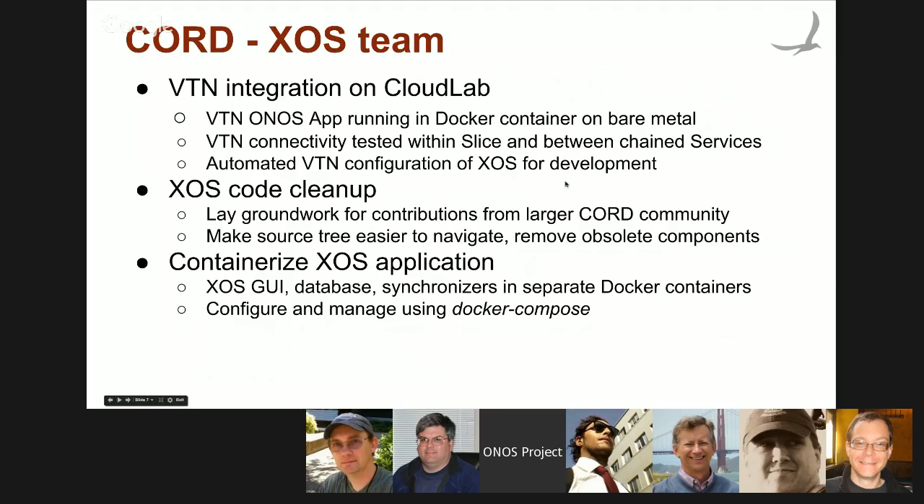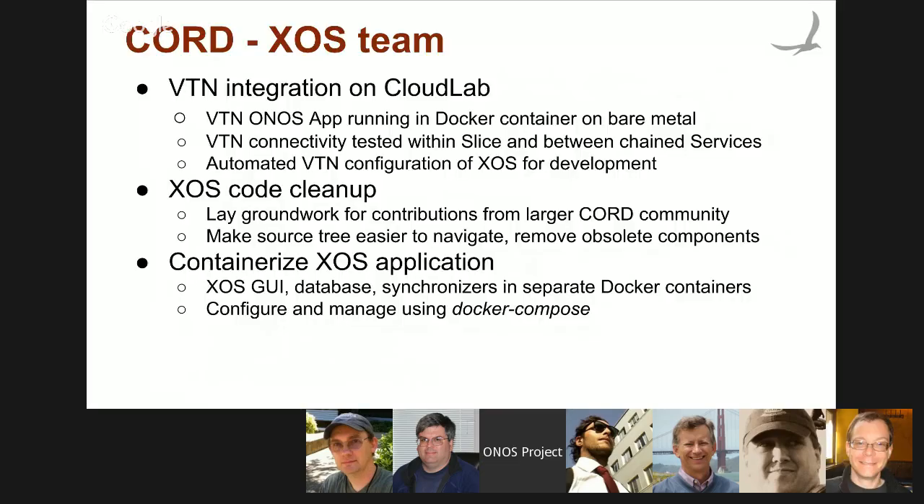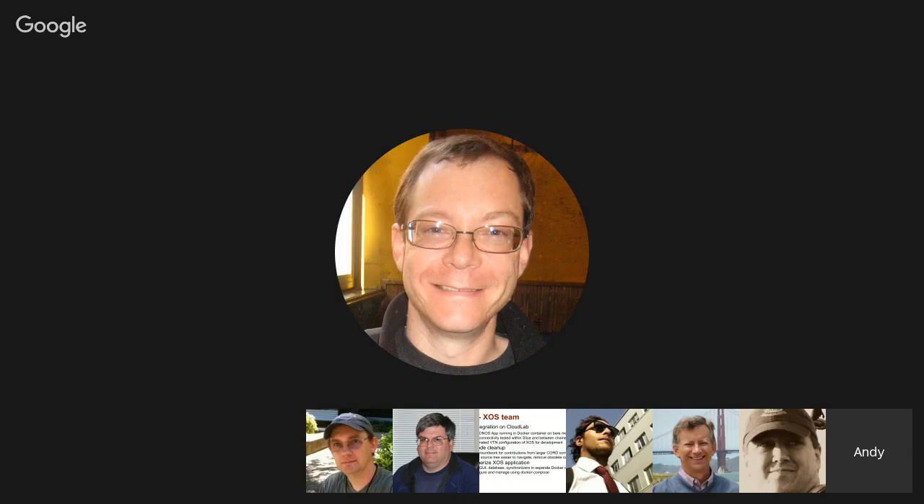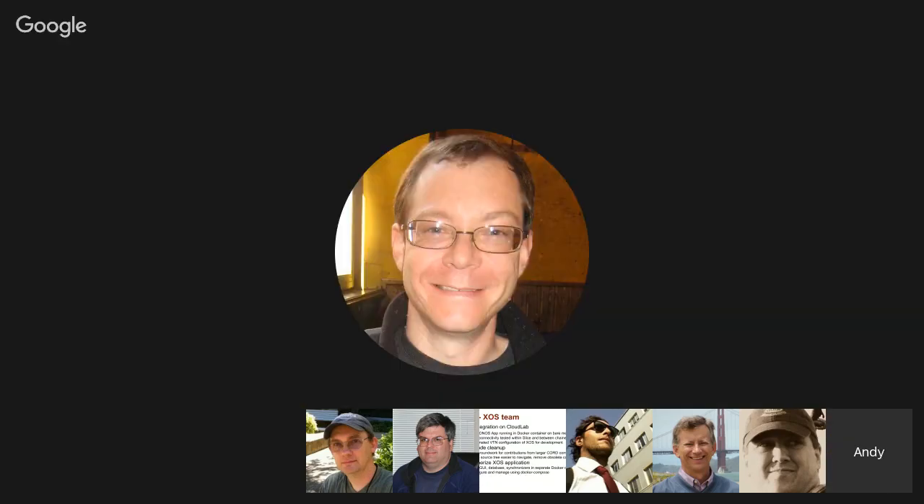So we had some good progress getting VTN working on Cloud Lab with XOS. We built a VTN configuration for development on Cloud Lab, and the setup is pretty automated. And Scott was able to get the VTN ONOS app installed in a container and was able to demonstrate connectivity within the slice and limited connectivity between services. So that's a good step forward.